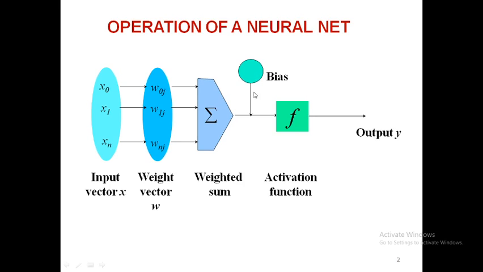Then a bias, if there is one, will be added. If it is required, we can keep the bias; if it is not required, we can keep the bias as 0. So these are the main functioning blocks of the ANN.